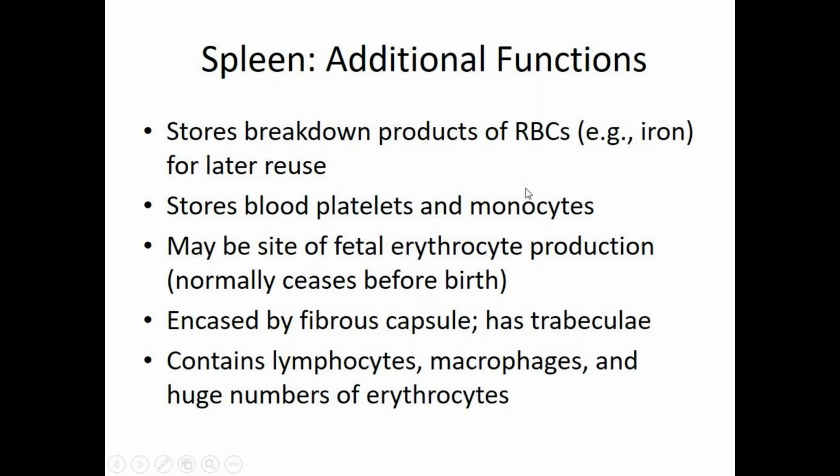And again, right, we're breaking down red blood cells. We're storing the products of that breakdown. So we're storing iron. We're shuffling heme off the liver to become bile pigment anyway. It's a storage facility for platelets. Like I said, early on, it's where we make red blood cells before we have marrow.